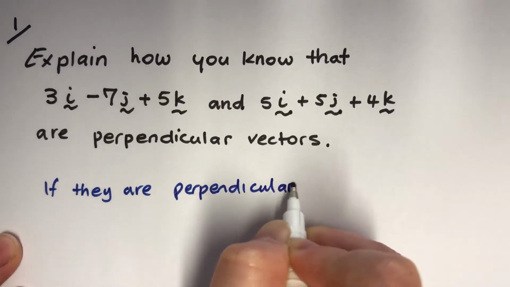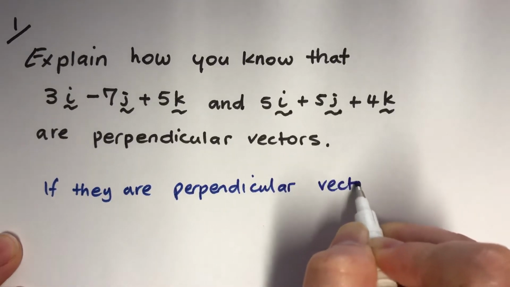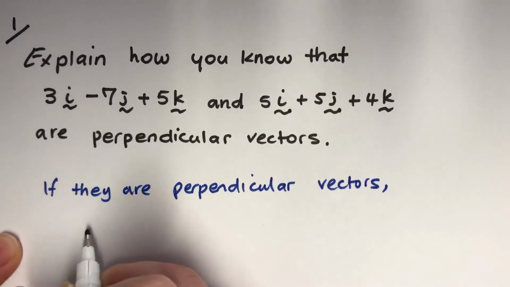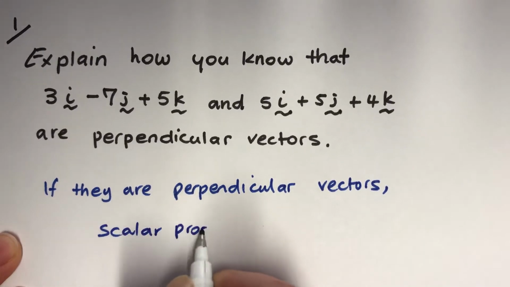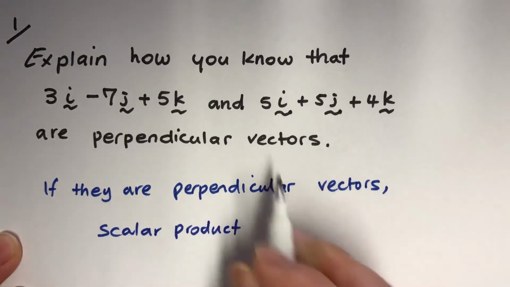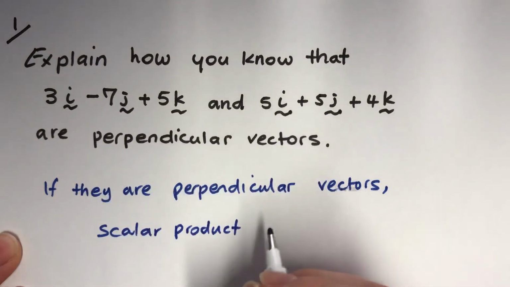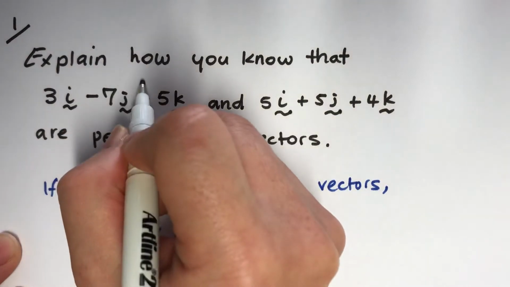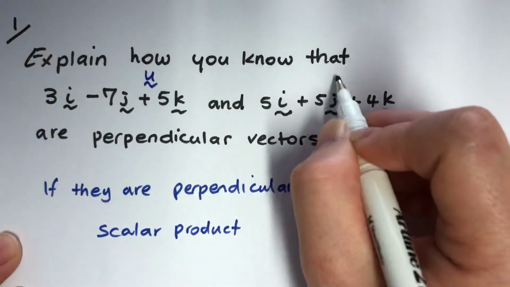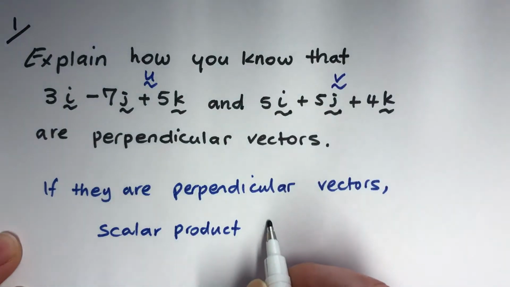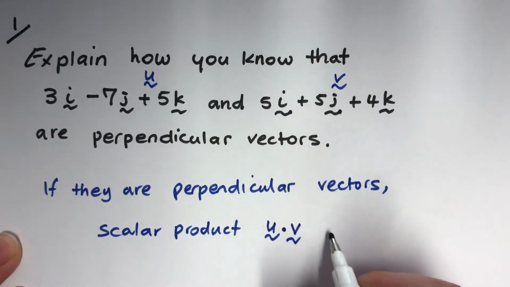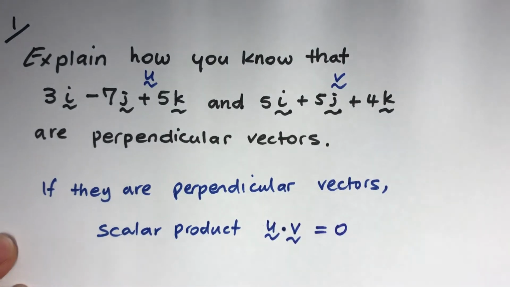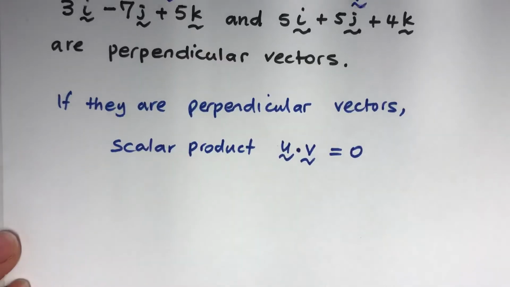Now if they are perpendicular vectors, we use the scalar product, which is times in this vector and this vector. Let's say this is vector u, that's vector v. So then vector u times vector v has to be equal to 0. So let's have a look.